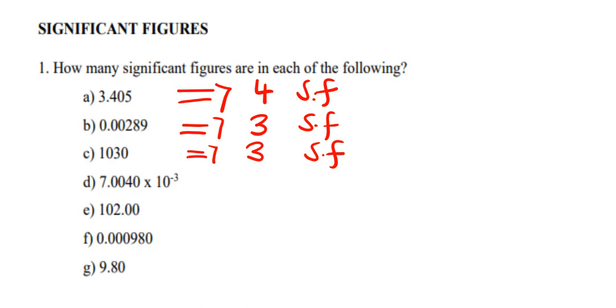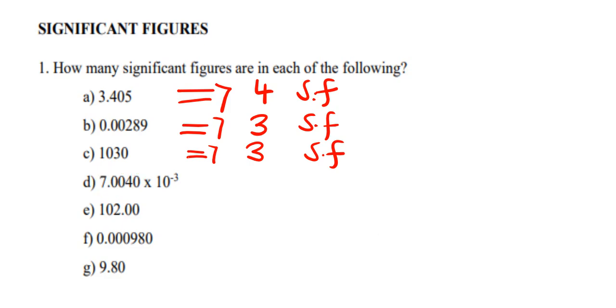Now let's come to the next one. We've got 7.0040 times 10 to the power negative 3. So how many significant figures is it going to have? So let's count. We've got 1, 0, 1, 2, 3, 4, 5. Okay, so this will be 5.